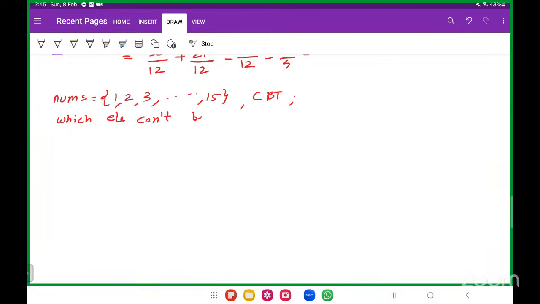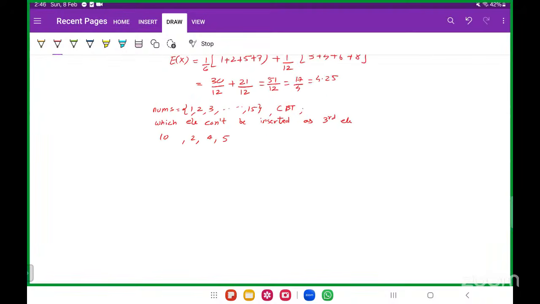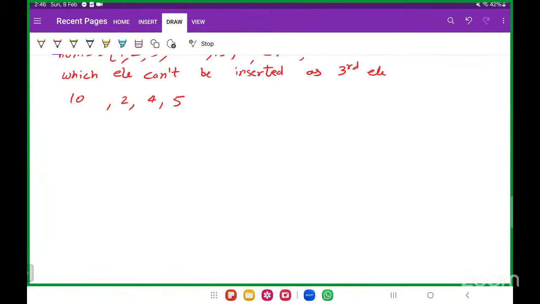Here they are asking which cannot be inserted as a third one. And it is a complete binary search tree. So first you make the structure of it. 8 will be the root node. Now 1 to 7 will be the left subtree. So here 4, and then 2, 6, 1, 3, 5, 7. Then here it is 12, 10, 14, 9, 11, 13, 15.